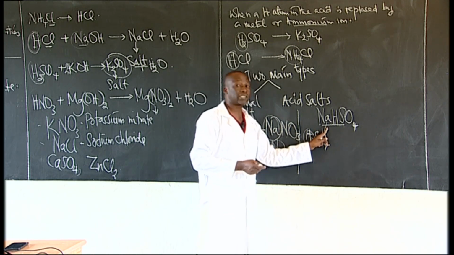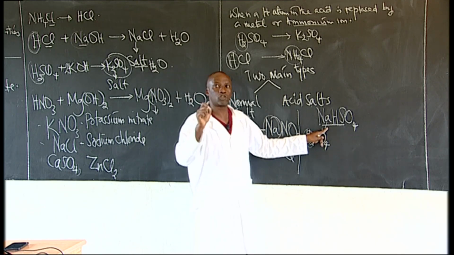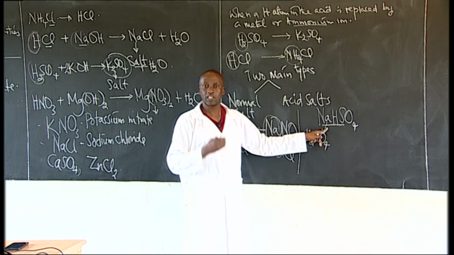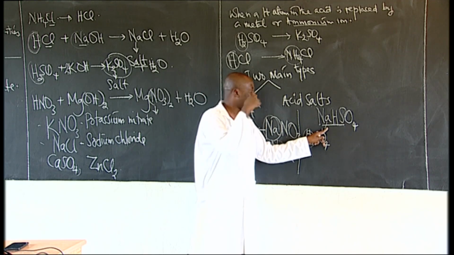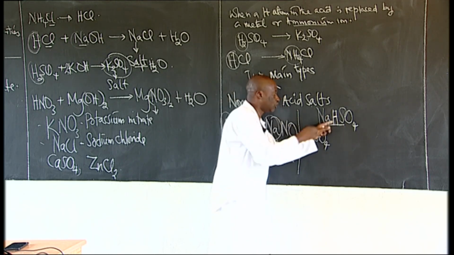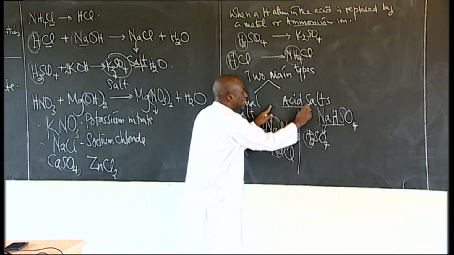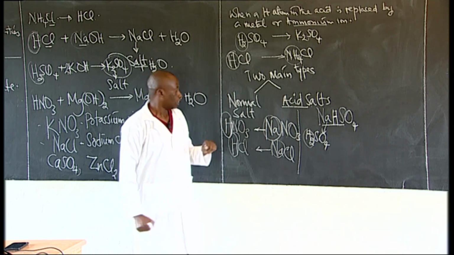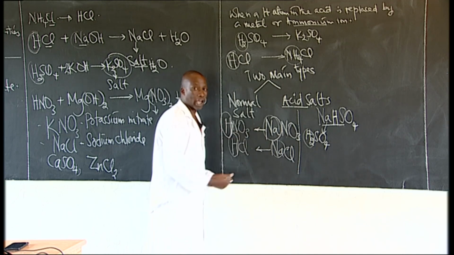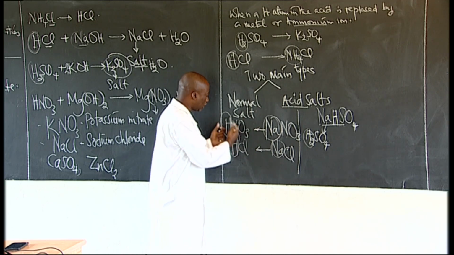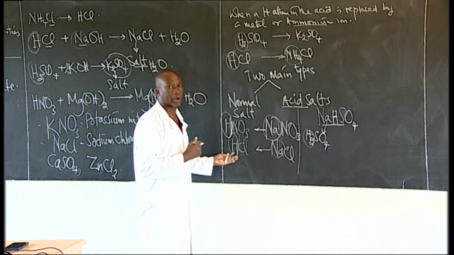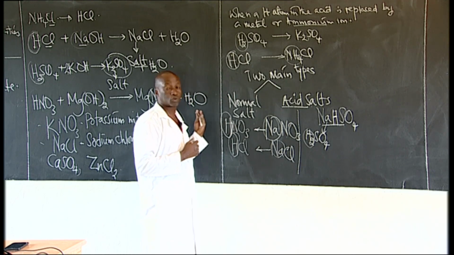Here, in the acid salt, there is partial replacement. Some of the hydrogens remain in the salt. So because of the presence of the hydrogen in the salt, that is why it is called the acid salt. This is the normal salt where the hydrogen atoms in the acid have been completely replaced. So it is very important to note that one.